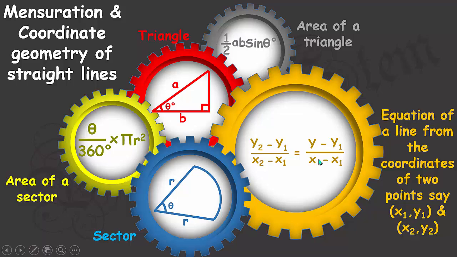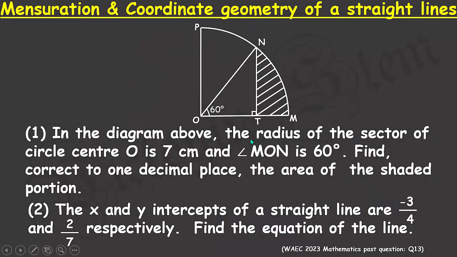In the second part of the question, I will show you how to find the equation of a line from the coordinates of 2 points, say x1, y1, that's the first point, and the second point x2, y2, using the formula y2 minus y1 divided by x2 minus x1 equals y minus y1 divided by x minus x1. Now I'll read out the problem.